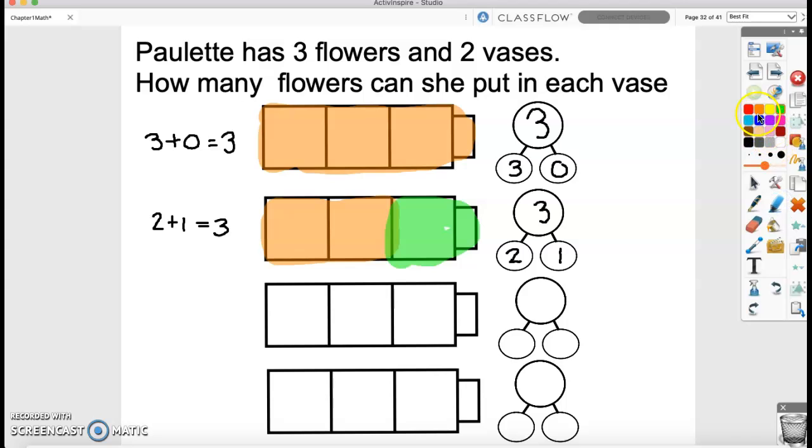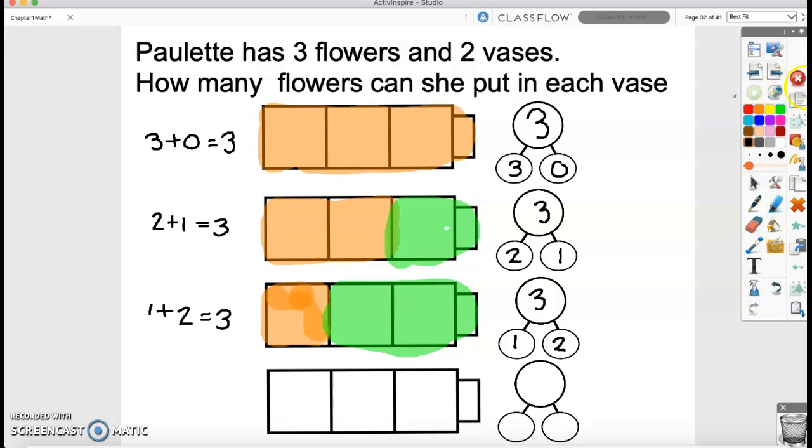For the next one, instead of doing 2 flowers in the orange vase, she could put 1 flower in the orange vase. And she could put the other flowers in the green vase, which would be 2 flowers in the green vase. So in my number bond, that would look like this. The whole is the 3 flowers. One of the parts is 1 in the orange vase, the other part is 2 in the green vase. My number sentence would look like this. 1 plus 2 equals 3.